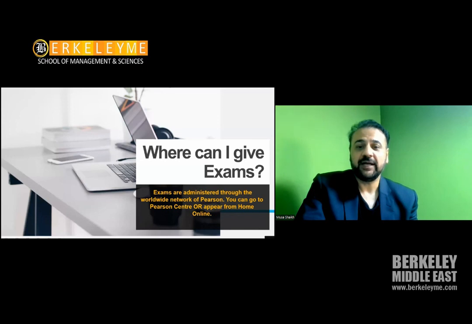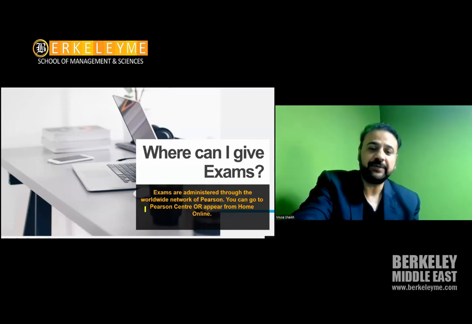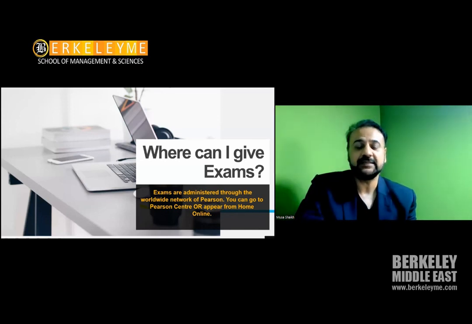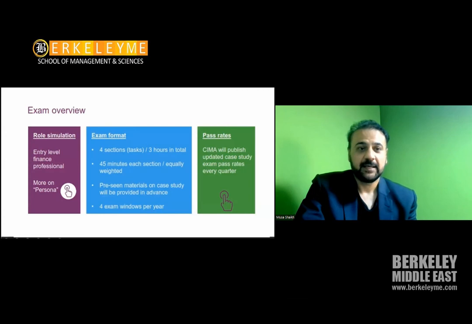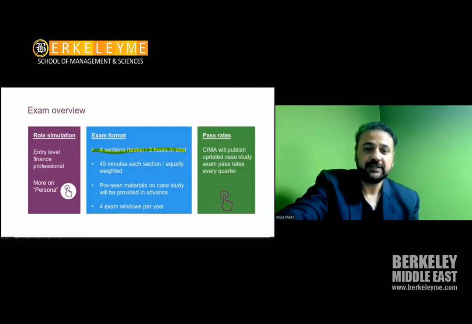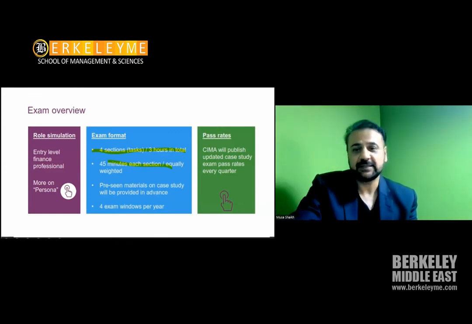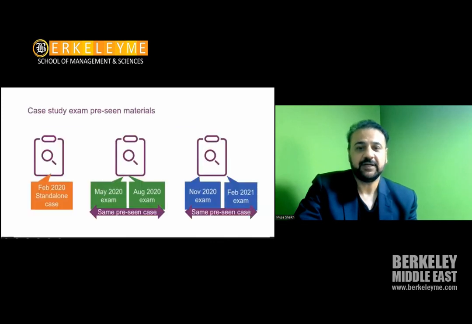Where you can take the exams, you can Google Pearson VUE. Pearson centers are all over the world, so you can see which is the nearest and book it. Obviously, Berkeley is going to help you in booking your exams. Your 4 sections take 3 hours 45 minutes, as I already explained. Reading and feedback I also told you, so it's all sorted.